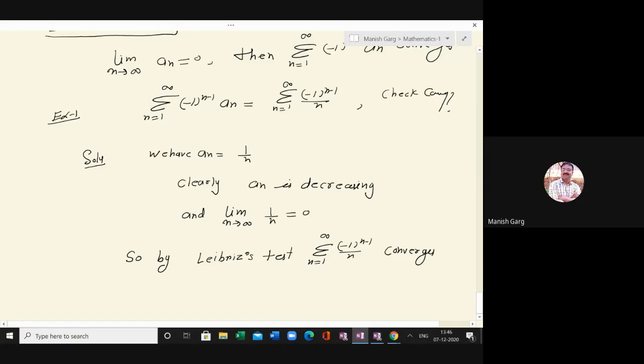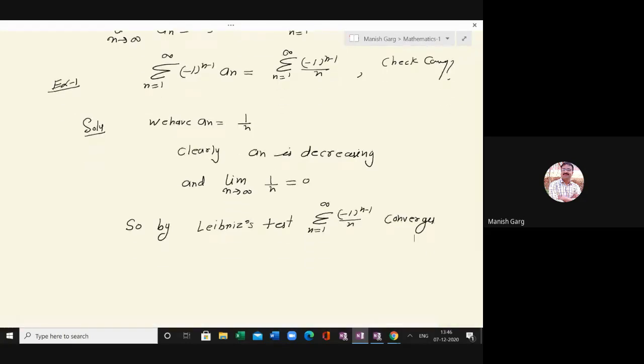Which I told you, so this is the proof of convergence of this series. I took this example when I told you, if you have a series and take the positive terms, and this converges, then the series n equal to 1 to infinity a_n converges. Now take one more example. Suppose you have this series, n equal to 1 to infinity, minus 1 to the power n minus 1 a_n.